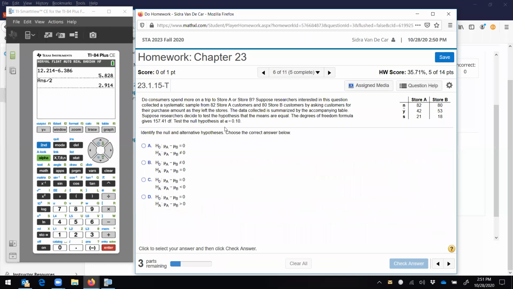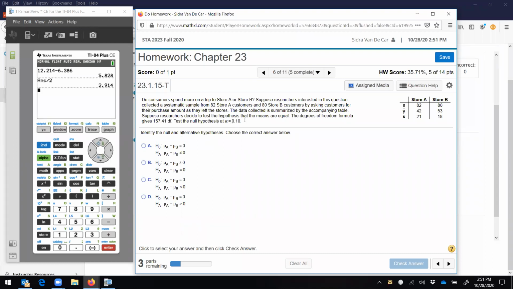That's correct. All right, do consumers spend more on a trip to store A or store B? Suppose researchers interested in this question collected a systematic sample from 82 store A customers and 80 store B customers by asking customers for their purchase amount as they left the stores. The data collected is summarized by the accompanying table. Suppose researchers decided to test the hypothesis that means are equal.